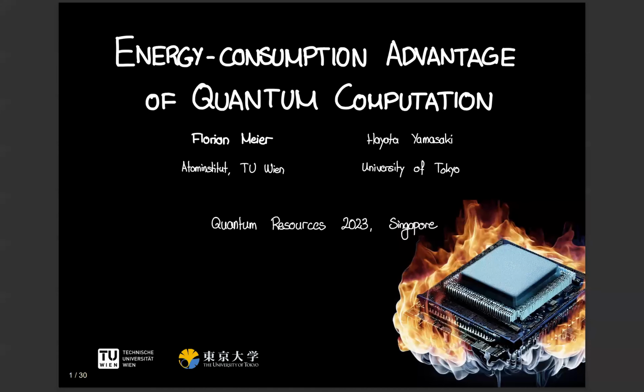To talk for the next 20 minutes about the question of how we can apply, let's say, considerations from resource theory to a specific instance of quantum and classical computation, to somehow compare the energetic costs these two platforms would use to solve a specific computational problem. This is joint work with my collaborator Hayata Yamasaki from the University of Tokyo.